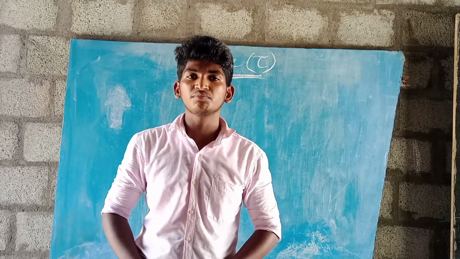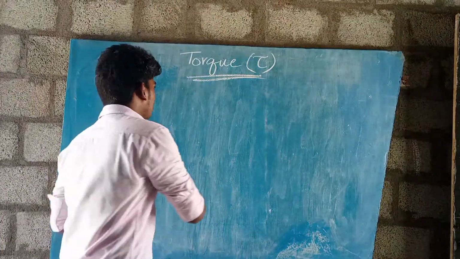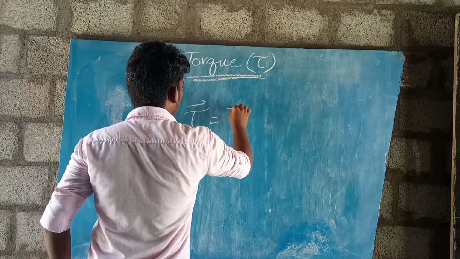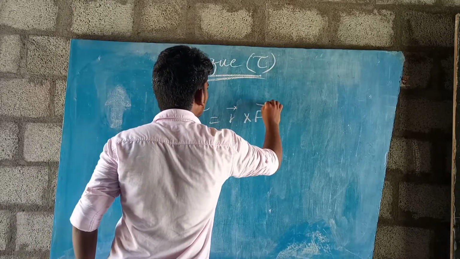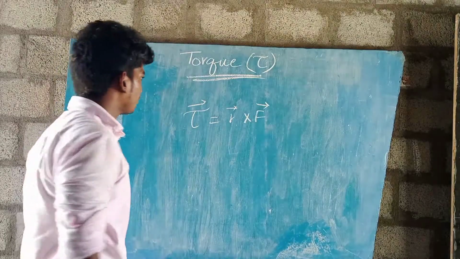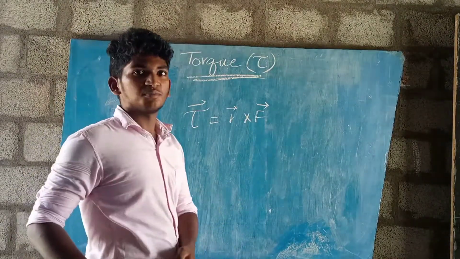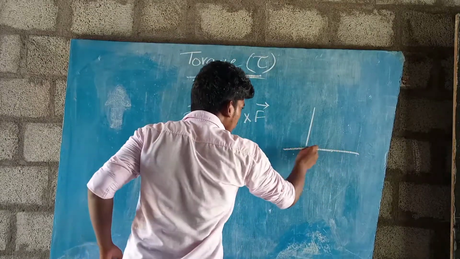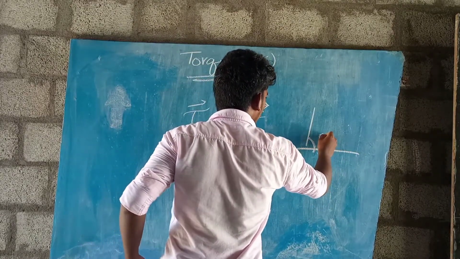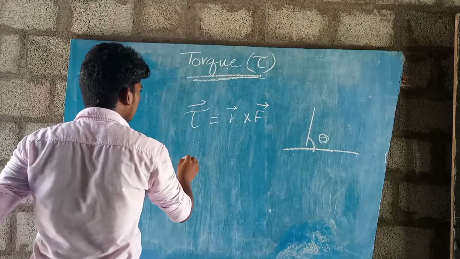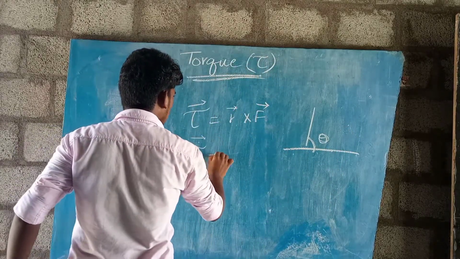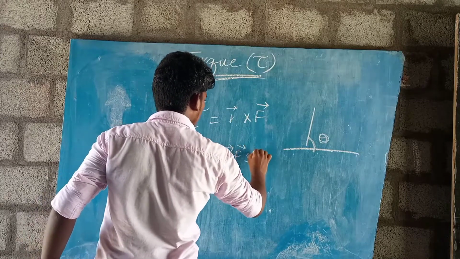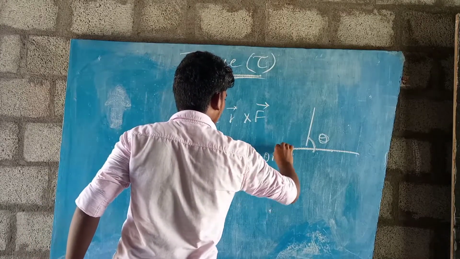The torque is mathematically represented as tau is equal to r times the force acting on a particle. If the particle makes an angle theta with the axis of rotation, then the above equation becomes tau is equal to r f sin theta n cap.